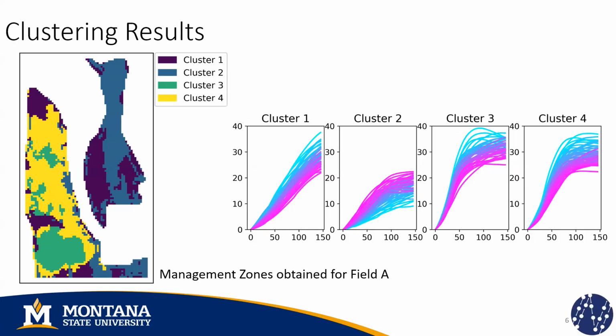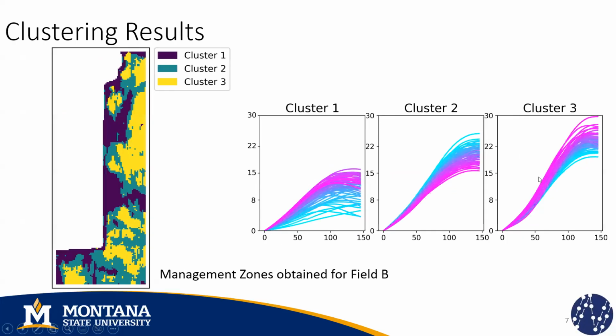So here you can see that the shapes within each cluster are similar, and the same happens for this other field. This is a winter wheat field, and both fields are located in Montana, but in different counties, so they have different behavior. In this case, we use only 3 management zones, and again, the shapes of the curves that we obtain are very different. We can say that the responsivity of the curves that belong to cluster 1 is significantly lower than that of the curves in cluster 3.